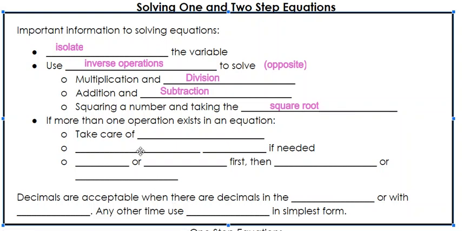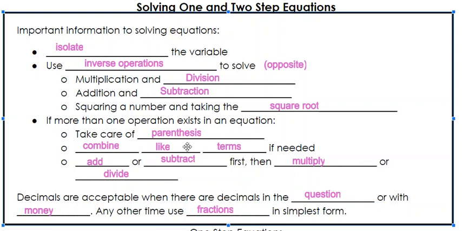Okay, so to solve an equation, if more than one operation exists, we have to first take care of the parentheses. We can usually do that by using the distributive property. And then we would combine like terms if needed. Then we add or subtract first to get rid of our constant, and then we multiply or divide to get rid of our coefficient.